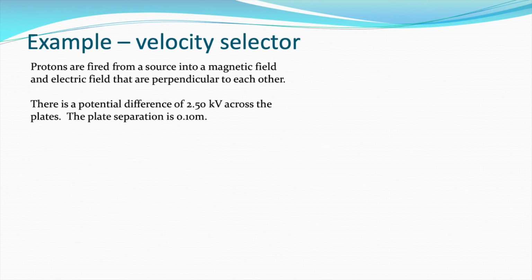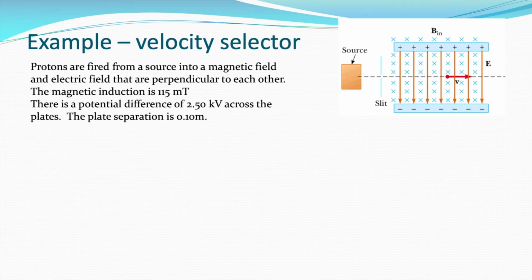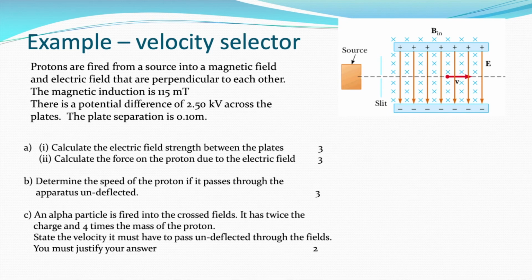Right, here's a wee worked example of the velocity selector. Protons are fired from a source into a magnetic field and electric field that are perpendicular to each other. The magnetic induction is 115 millitesla and there's a potential difference of 2.5 kilovolts across the plates. The plates are separated by 0.1 meters. Part A, calculate the electric field strength between the plates.